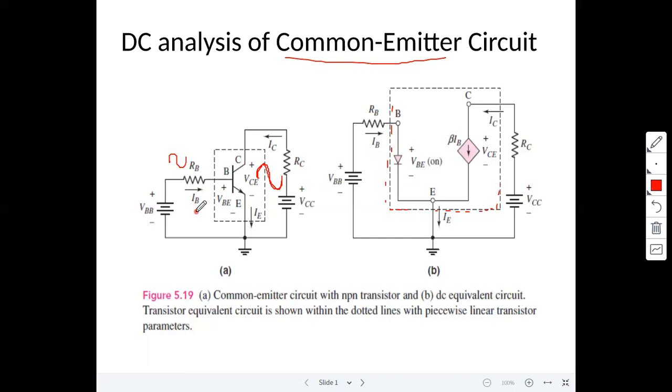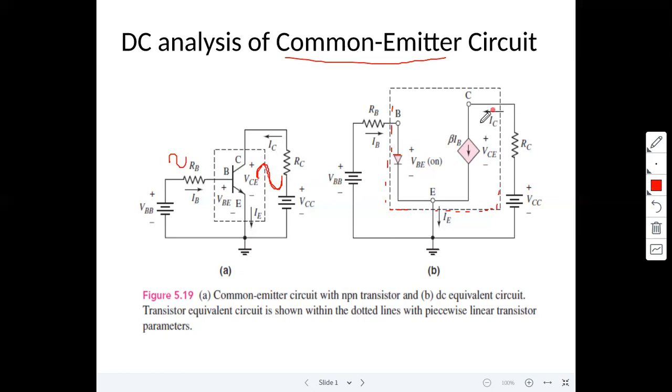Here in the active region, or forward active region, the emitter base junction is forward biased. The base to emitter junction is forward biased. Simply, there is one diode connected here, and the voltage across the diode is nothing but VBE, the base to emitter voltage.